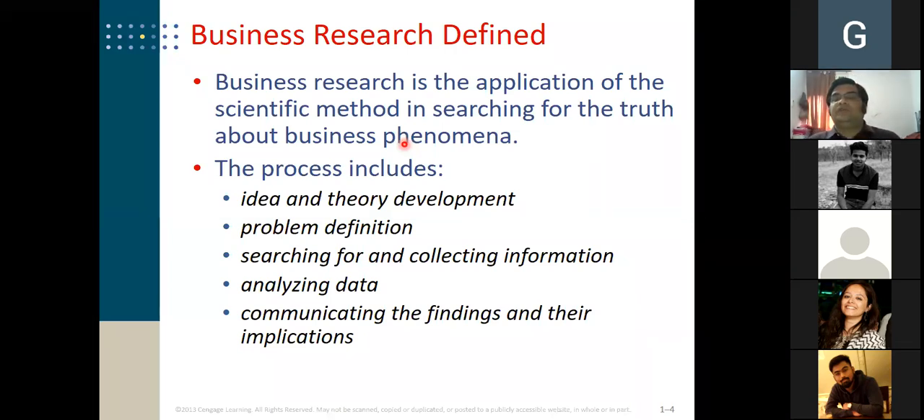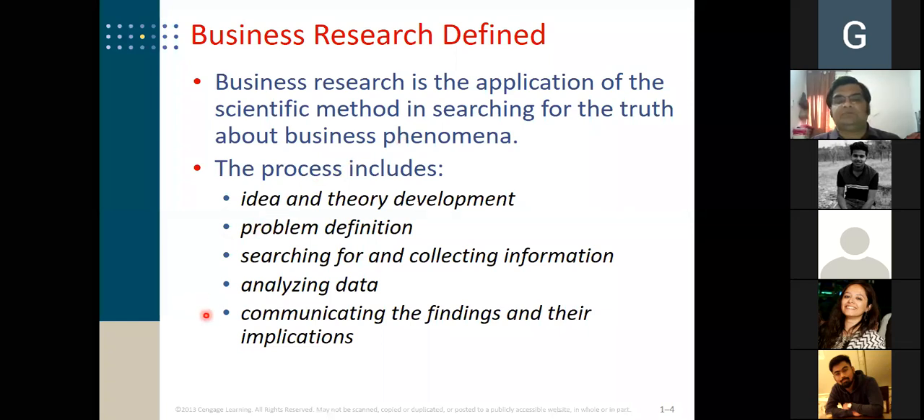Now, there are various steps. So what are the process? I will explain. Each one of these is a very big chapter actually. So don't worry. So what are the process? Business research process consists of, number one.